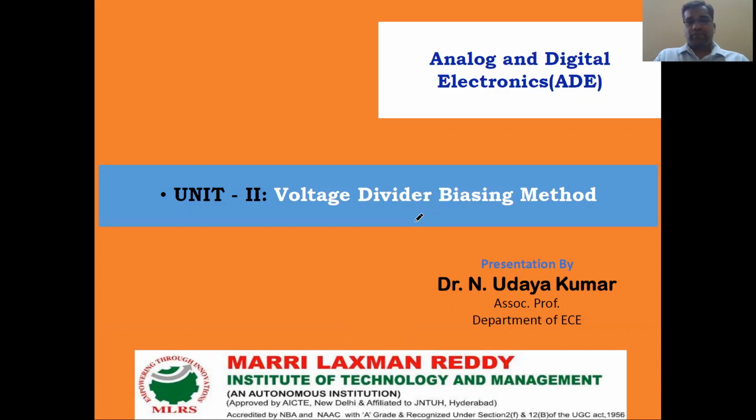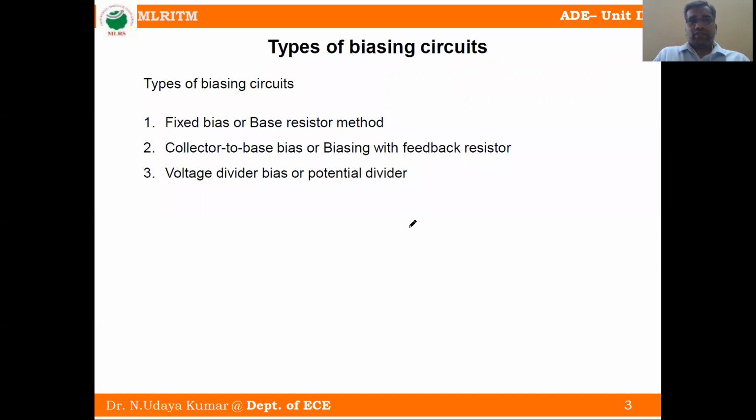Okay, the other type of biasing method is the voltage divider biasing method or potential divider biasing method. We will see today in detail about this method. So already we discussed fixed bias and collector to base bias. Today we will see the voltage divider or potential divider or self bias method in detail.